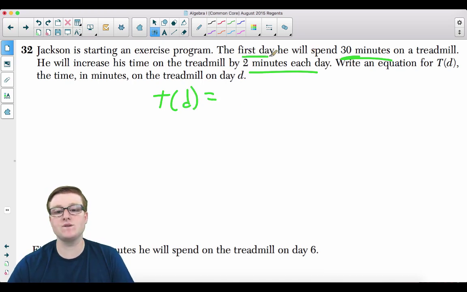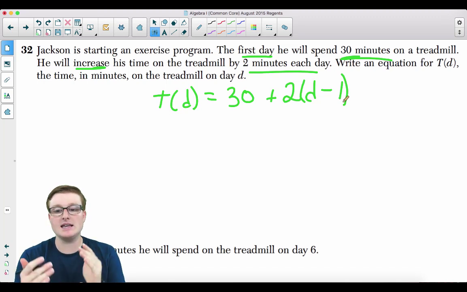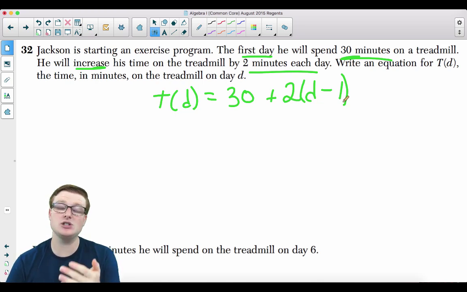Now, it says on the first day he spends 30 minutes. So there's his first day, 30 minutes. Plus, now he's increasing it by 2 minutes each day. So it's going to be 2 minutes times the amount of days minus 1. Now remember, that's coming back again. That minus 1 is taken into account that is the first 30 minutes on day 1. Because if you leave it as 2d, that means that he ran 32 minutes on the first day. You have to take into account that you have to subtract the first day.